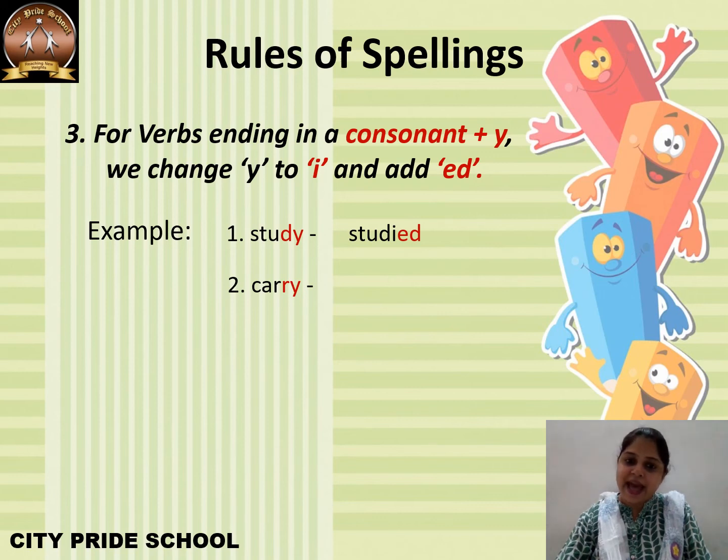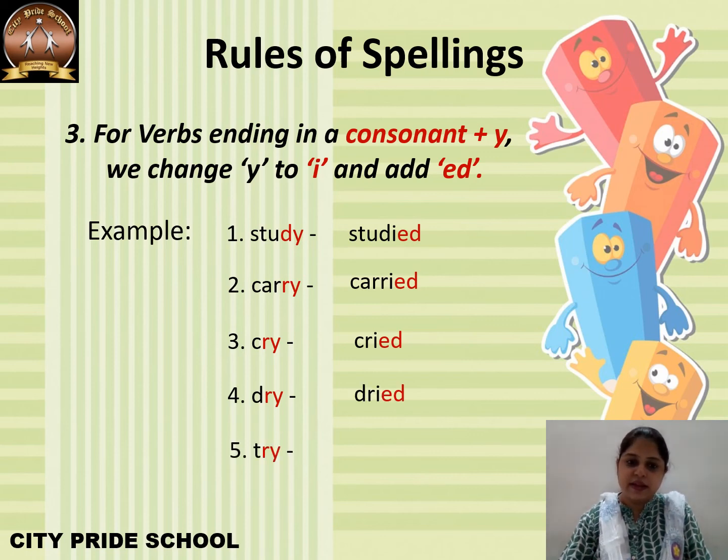Second one, carry. As you can see again, R is a consonant plus Y. So our verb carry, which is in the present tense, to make it into past tense, we change the Y to I and add ed, like carried. Third one, cry. Yes, children? Cried. Very good. Cry. Cried.